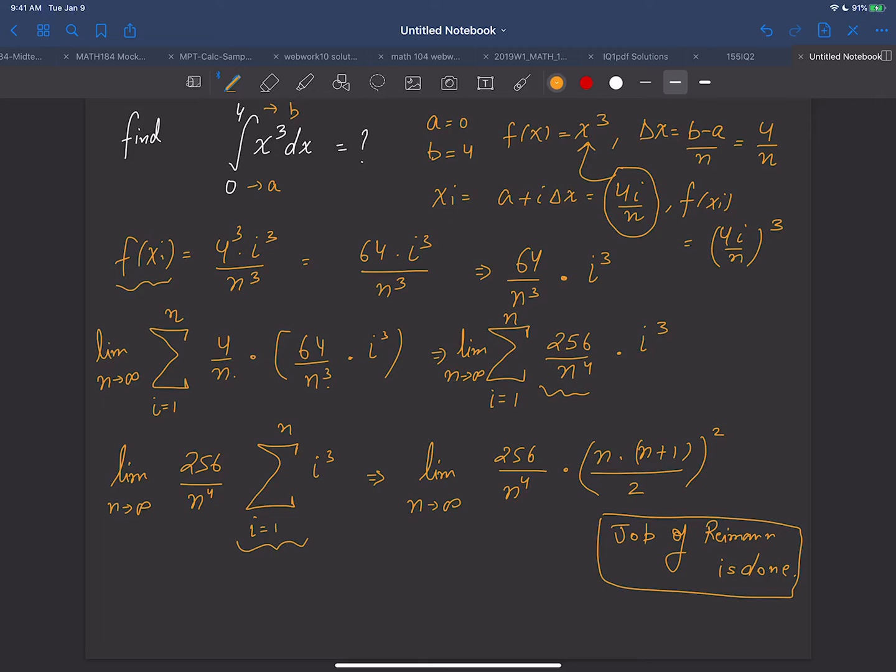We're done with the problem. All we've got to do is solve this limit, and then we have our answer. So I'm going to talk about how I do it. Let's go there. I'm going to try to lasso this, bring it to the next page, and then from there we'll go on.